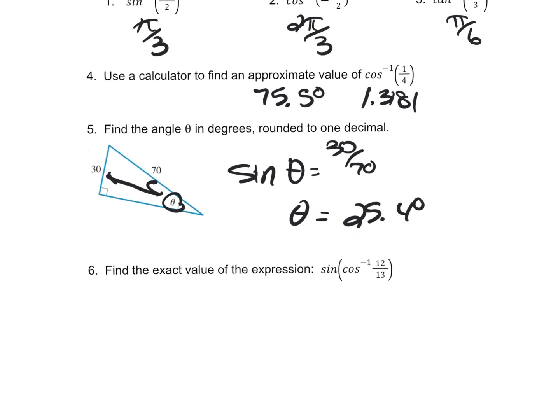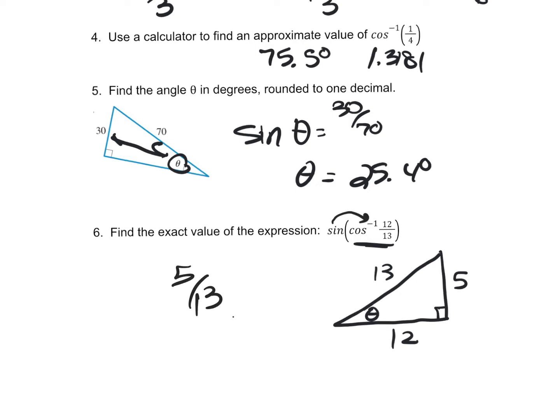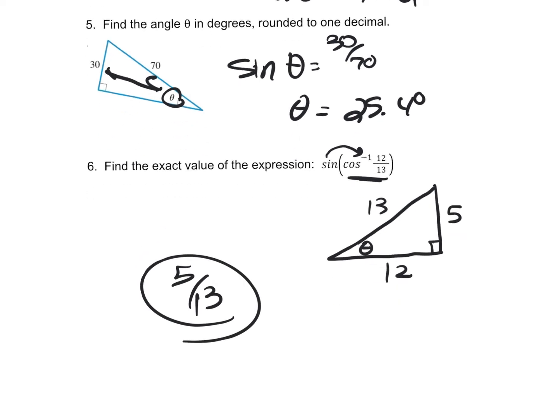Number 6, find the exact value of that expression. It says sine of inverse cosine of 12/13. That is a very famous triangle, by the way, 12/13. The part I just underlined is basically saying where is cosine 12/13? Cosine is adjacent over hypotenuse, so right there is where cosine is 12/13. Because it's a famous triangle, I know that's a 5, 12, 13, which means the sine of that triangle where cosine is 12/13 is 5/13. So your answer is 5/13.